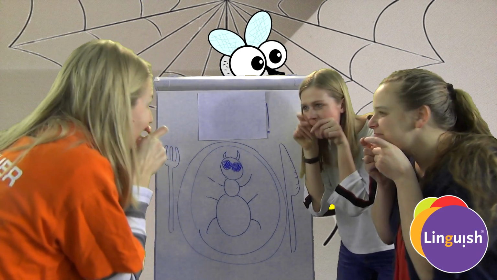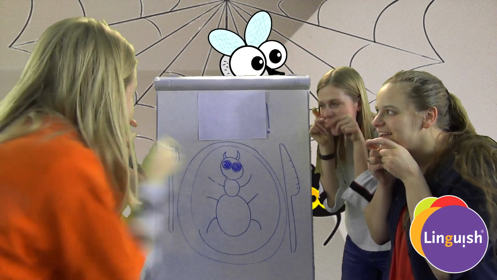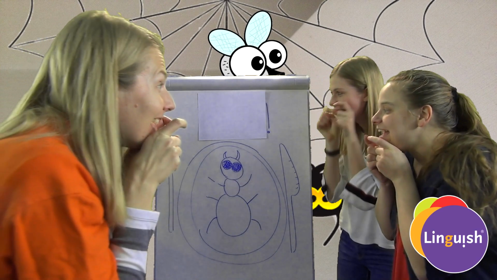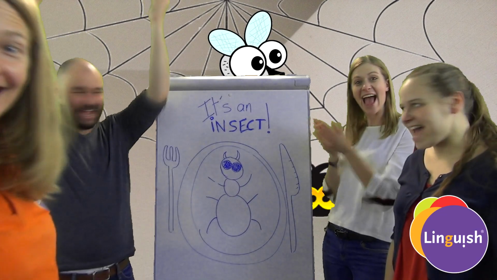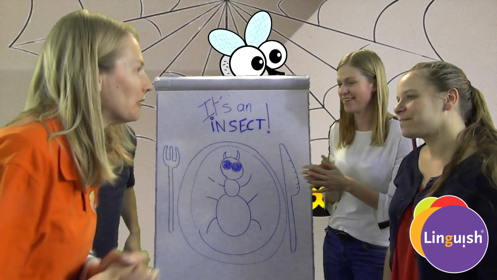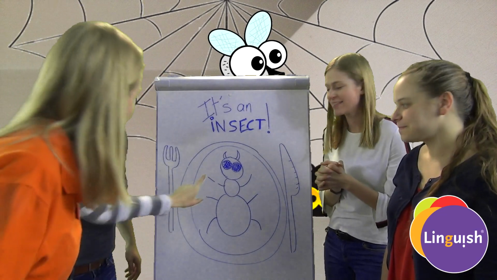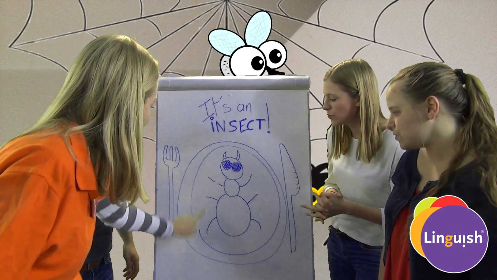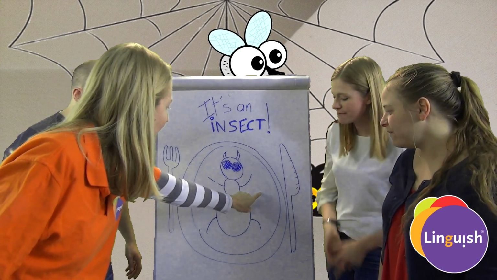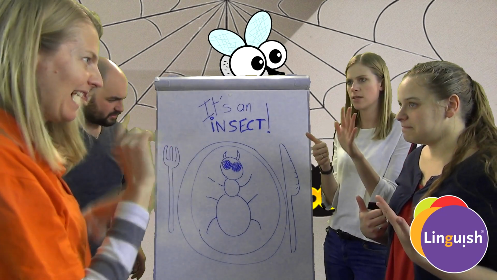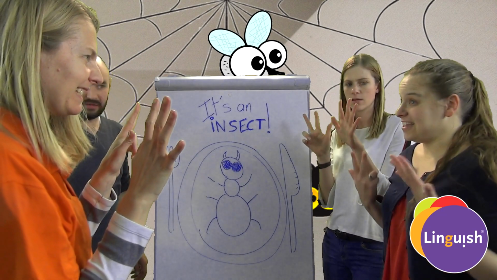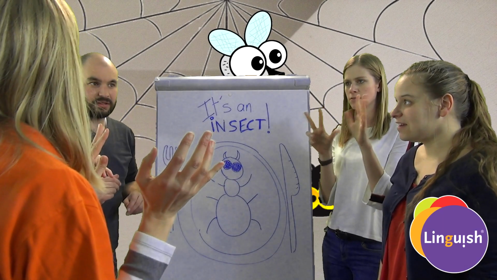Spider? No. No? What is it? It's an insect. Let's see. It's an insect. Okay, so it's an insect. And let's count it: 1, 2, 3, 4, 5, 6. 6 legs? 6 legs. Not 8? Not 8. What has 8 legs?